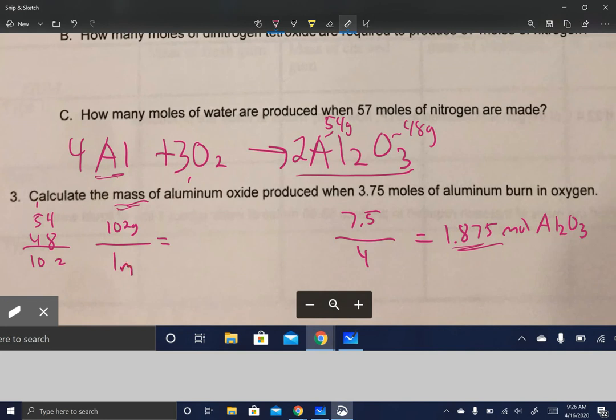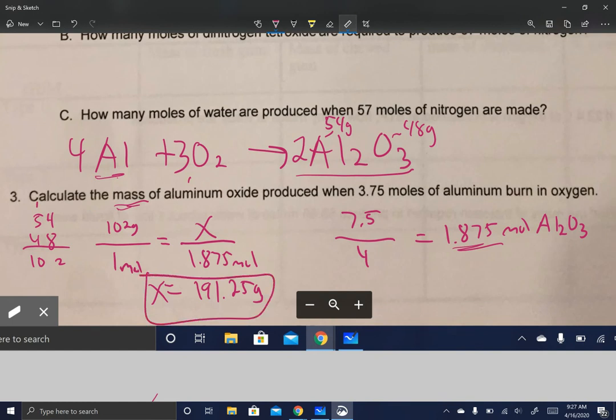So now we take this number, 1.875 moles, how many grams is that equivalent to? If the gram formula mass of this thing here is 102 grams per mole, if I have 1 mole, I have 102 grams. If I have 1.875 moles, it's going to be higher than 102. So 102 times 1.875, and that is 191.25 grams.